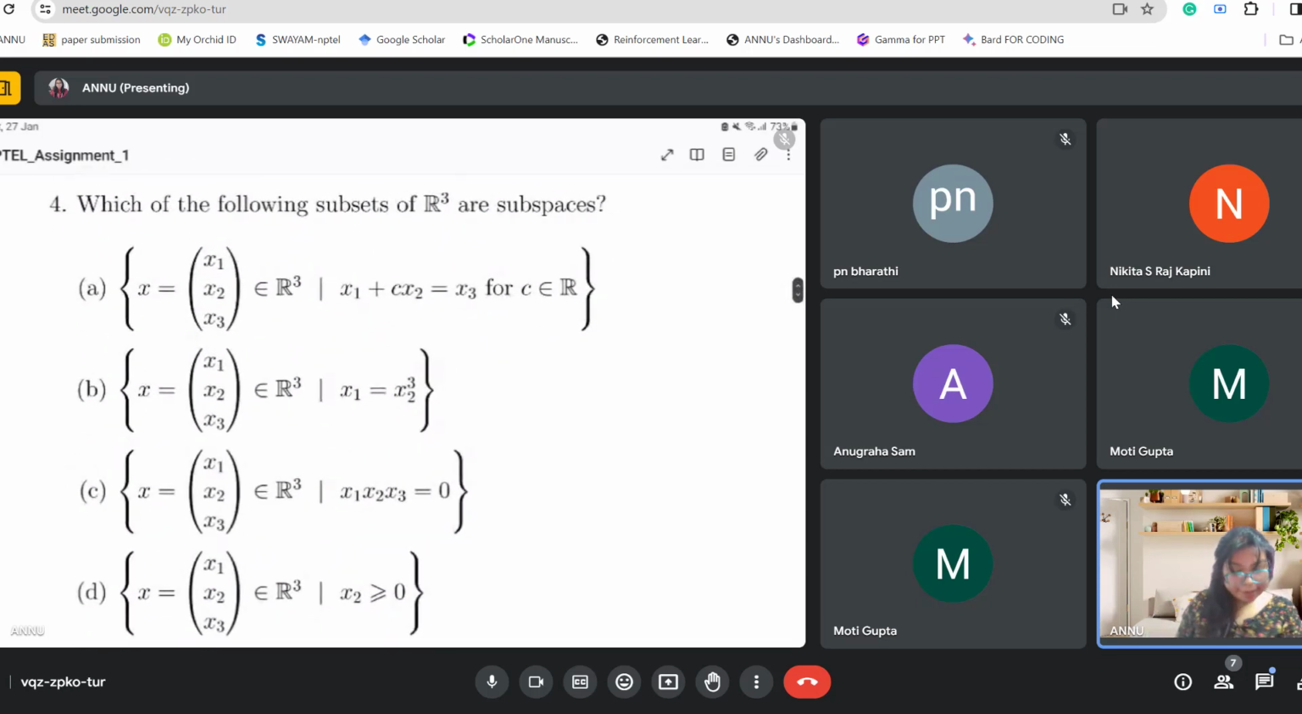Now tell me which is the answer. Which of the following subsets of R3 are subspaces? I want answers from all. P.N. Bharti and Anuraga, Sam, Moti, Nikita are always telling. Anuraga, I also want an answer from you. All of you, please tell. I just want an interactive session.